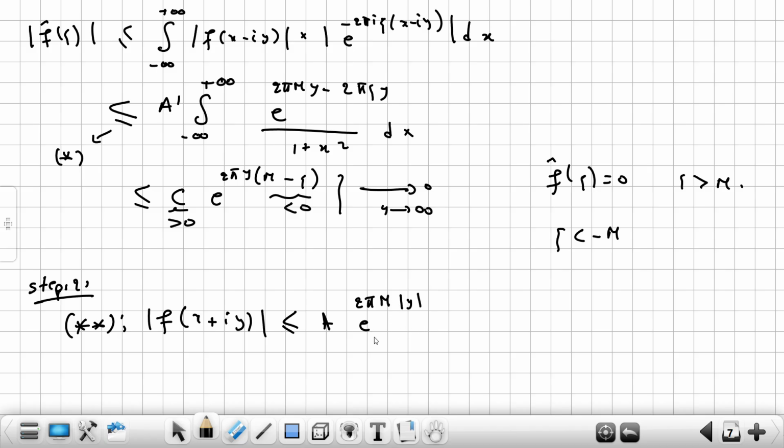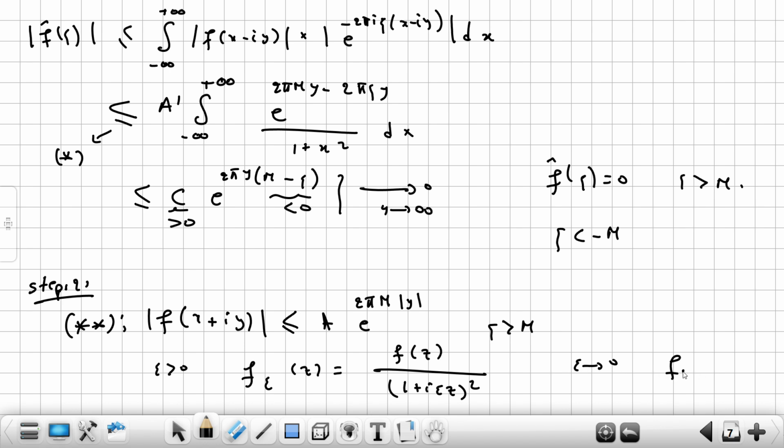So first, suppose that ξ is greater than m, and consider the following auxiliary function f_ε, for ε positive of course: f_ε(z) equals f(z) over (1 + iεz)². Of course, as ε tends to 0, f_ε(z) tends pointwise to f(z).